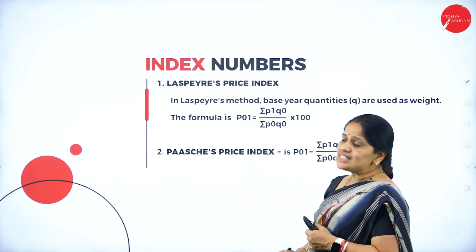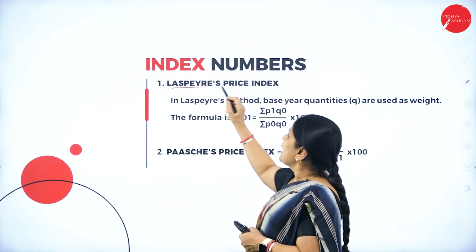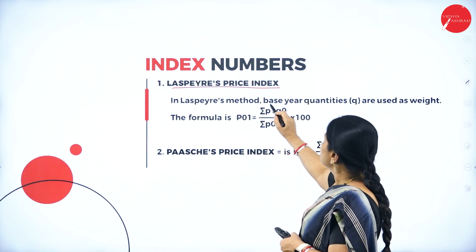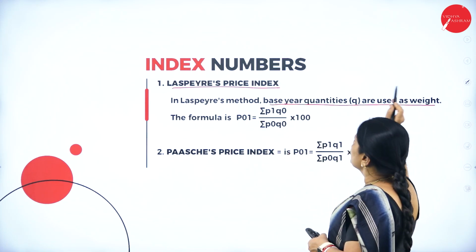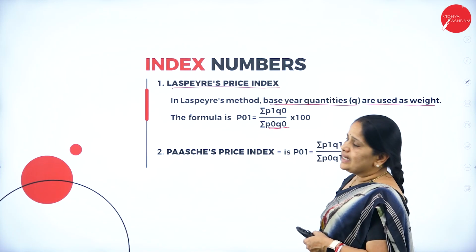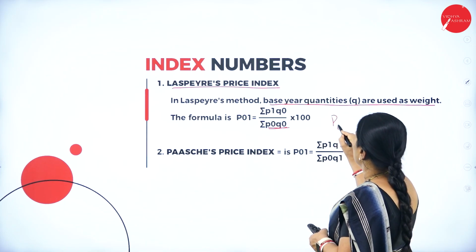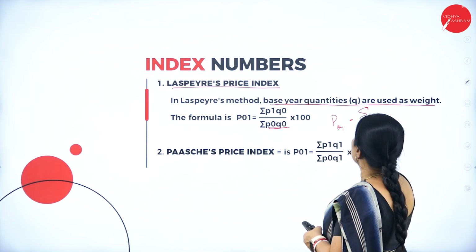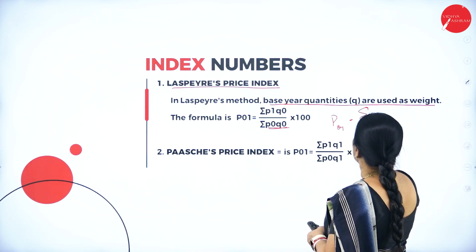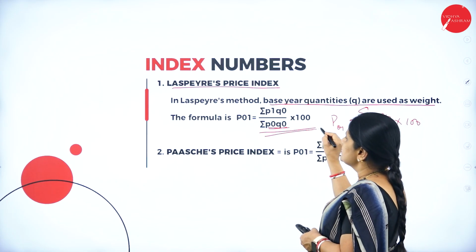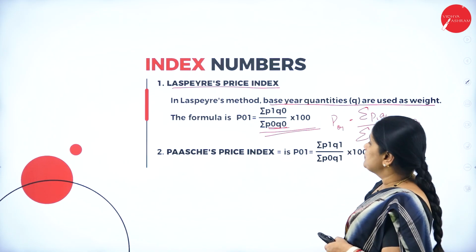The first one is the Laspeyres price index. Now what is the Laspeyres price index? In this method, the base year quantities are used as the weight. So the formula is P01 equals sigma P1 Q0, that is the summation of P1 Q0, divided by the summation of P0 Q0, into 100. So this is the formula for the Laspeyres method.